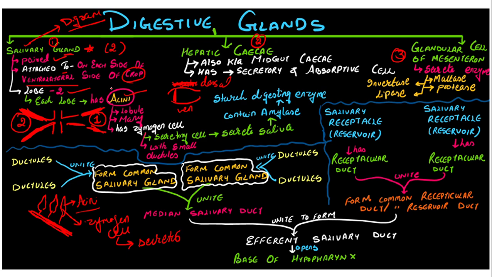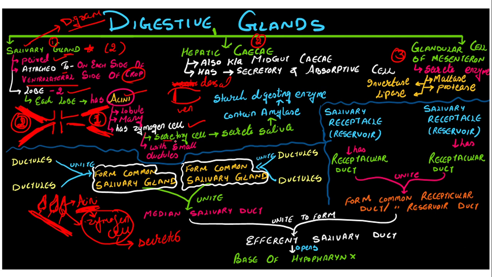You can see here, again I am repeating. How many salivary glands do we have? 2. Each salivary gland has 2 lobes. 1 lobe, 2 lobes. For the other one, 1 lobe, 2 lobes. Each lobe has many lobules. These lobules we call acini. Acini is made up of secretory cells. We call them zymogen cells.